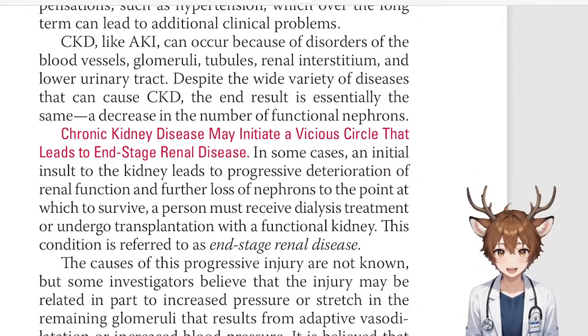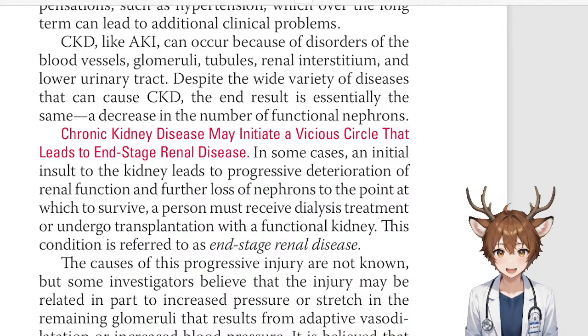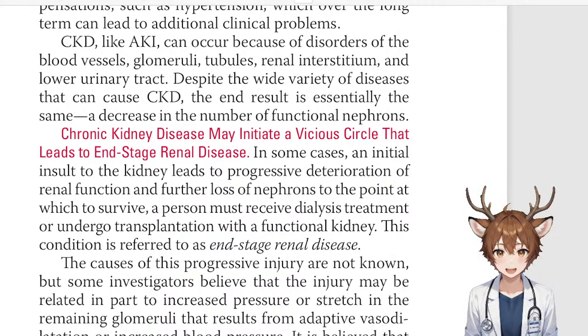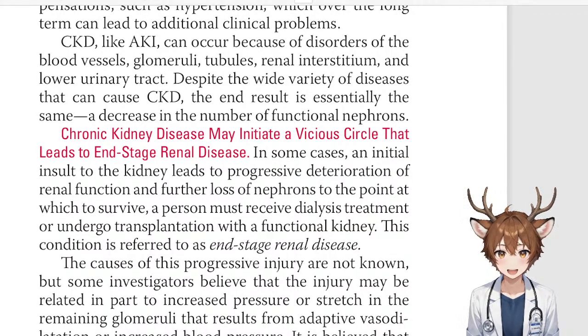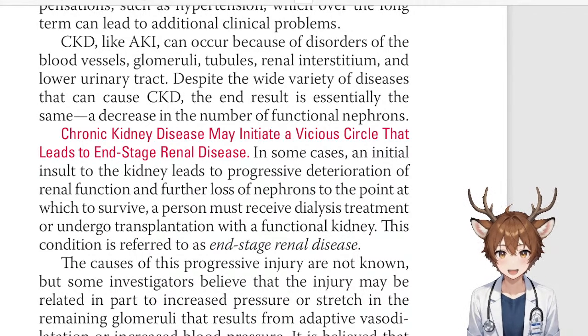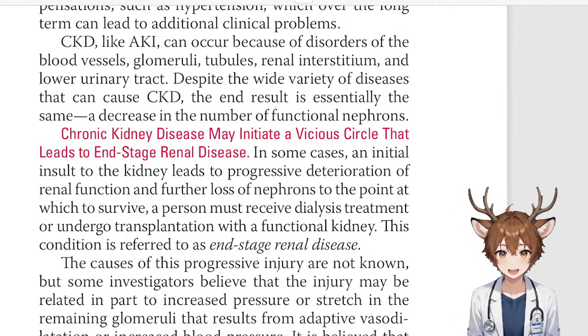CKD, like AKI, can occur because of disorders of the blood vessels, glomeruli, tubules, renal interstitium, and lower urinary tract. So basically, any part of the entire system can lead to a CKD or an AKI. There's not necessarily a region that's off limits. Any of these things can cause one of these problems. Despite the wide variety of diseases that can cause CKD, the end result is essentially the same, a decrease in the number of functional nephrons.